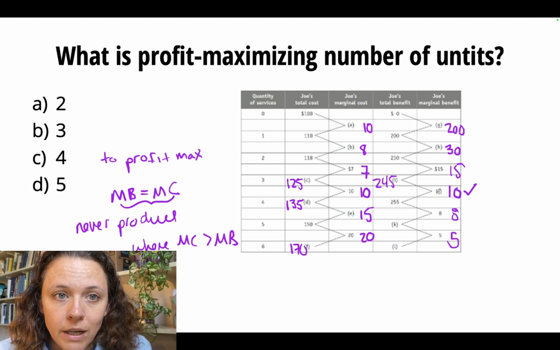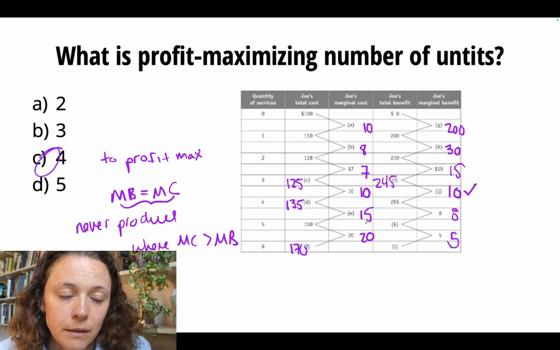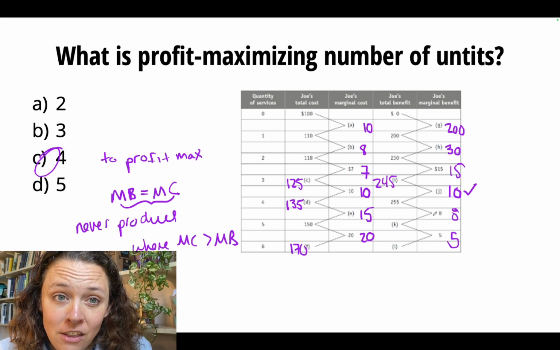Now notice, because we're kind of in between, what does that mean? This is the cost that was incurred from going to the fourth unit, and the benefit occurred from going to the fourth unit. So that means that the fourth unit is going to be our profit maximizing. Why not the fifth? The fifth unit cost me 15, but brings in 8. So that means I'm losing 7 on this unit.